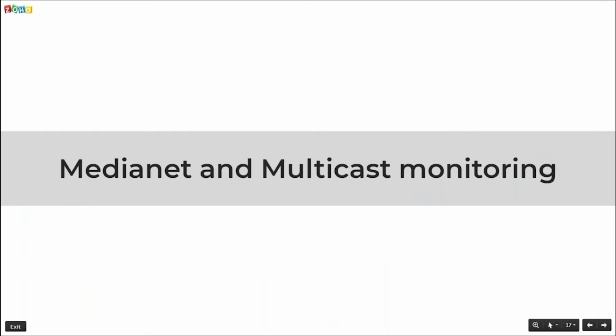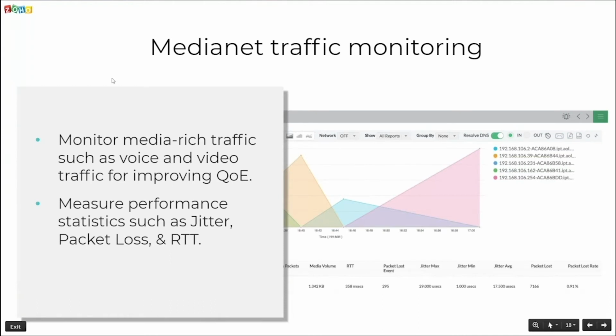So going to the next monitoring type, what is medianet and multicast monitoring? Medianet is for when your organization uses a lot of media-rich traffic for voice and video. Then you can use our tool to improve your QoE. And the metrics that we show are performance statistics like jitter, packet loss, and round trip time. Let me show you that.